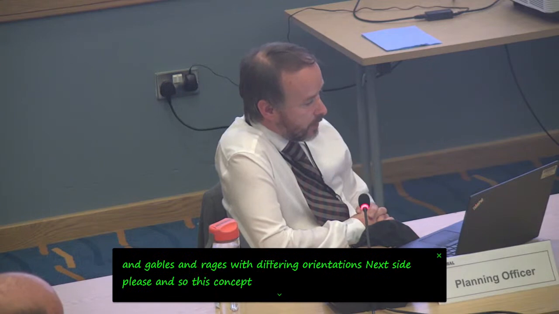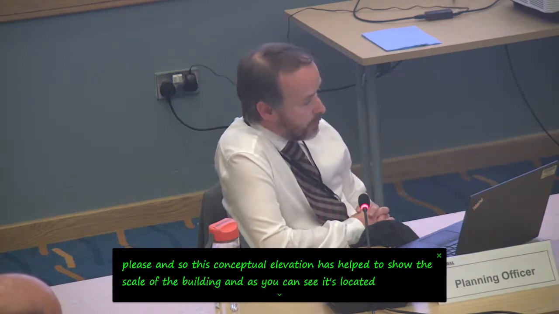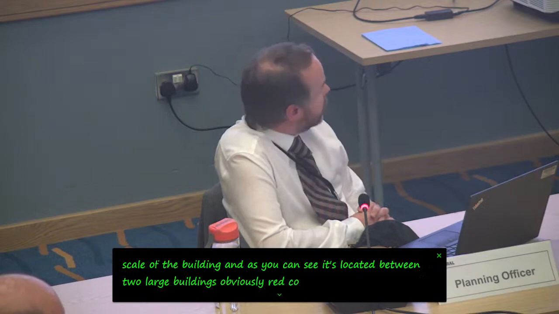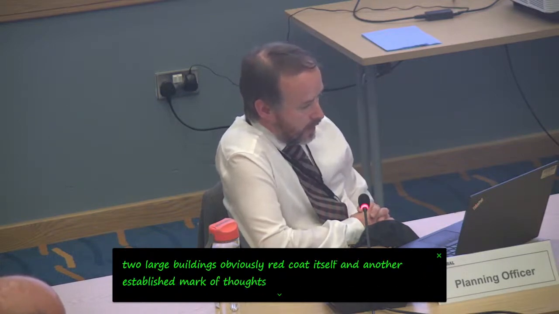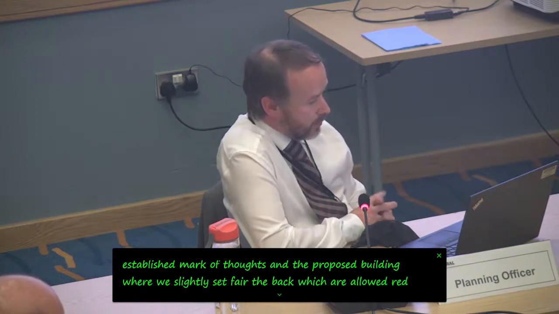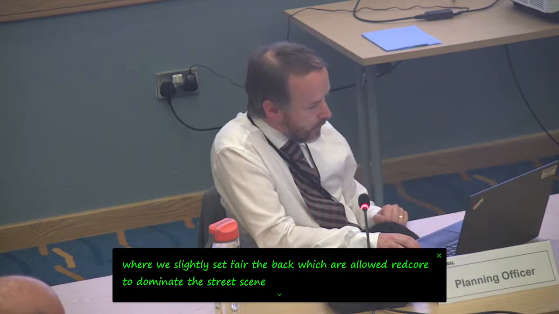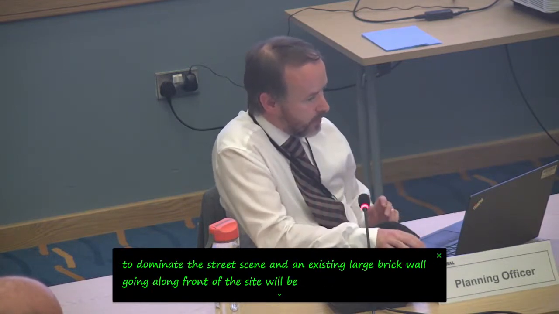So the contextual elevations help to show the scale of the building. As you can see, it's located between 2 large buildings, Red Court itself and another established block of flats. The proposed building will be slightly set further back, which will allow Red Court to dominate the street scene, and an existing large brick wall running along the front of the site will be retained.